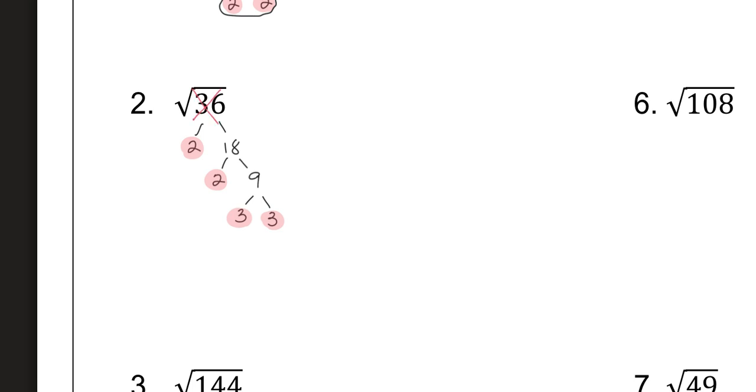Again, we are not looking at any of the numbers inside the tree. We are only looking at the numbers at the ends of the branches here. So I have a pair of 2s here, which means I will have one 2 outside the square root. I also have a pair of 3s, which means I have a 3 outside the square root as well. Again, those are multiplied, so 2 times 3 is 6. And again, if you check on your calculator, the square root of 36 is 6.